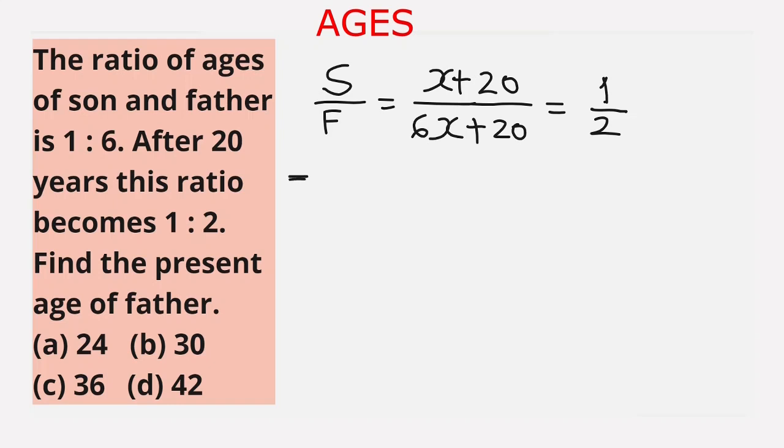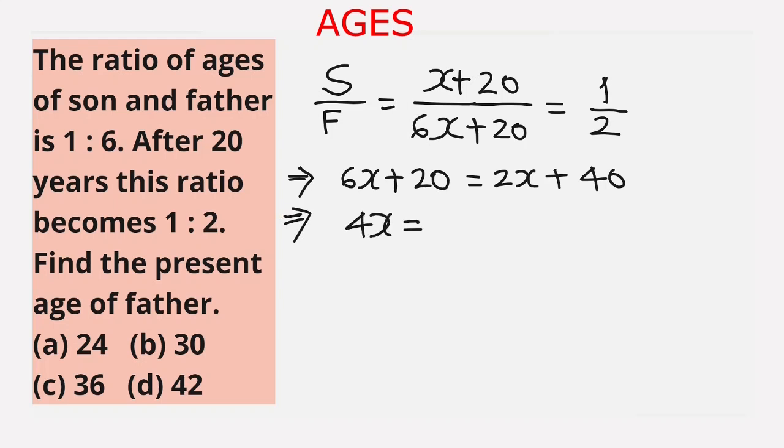So by cross multiplication we get 1 times 6x is 6x and 1 times 20 is 20, equal to 2 times x is 2x plus 2 times 20 is 40. Now transferring 2x towards the left hand side and 20 towards the right hand side, we get 6x minus 2x is 4x equal to 40 minus 20 is 20, giving the value of x equal to 5, as 4 divides 20 for 5 times. And 6x, which is the age of father, equal to 6 times 5 is 30.